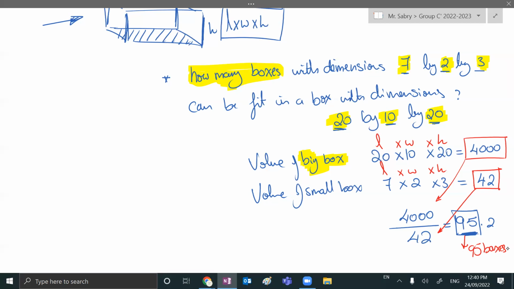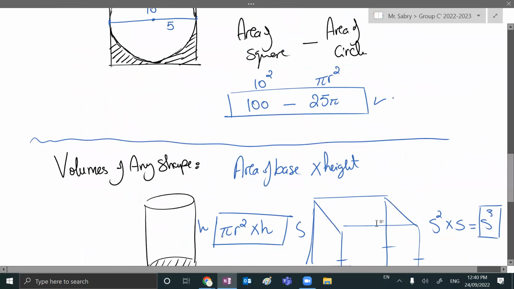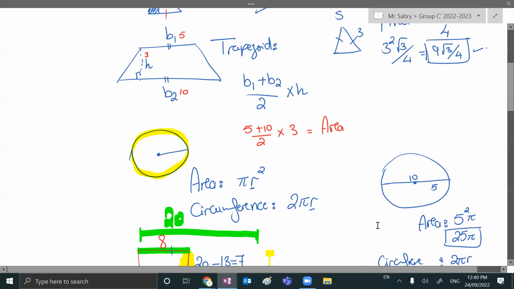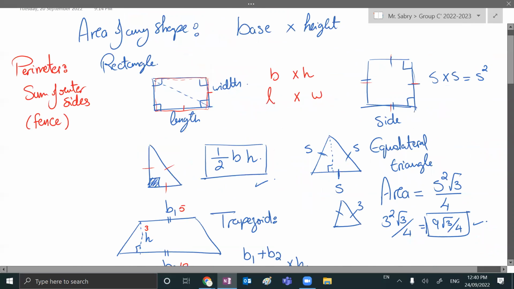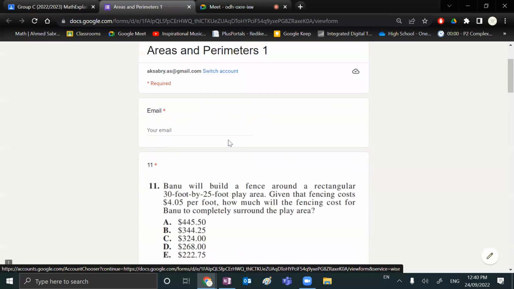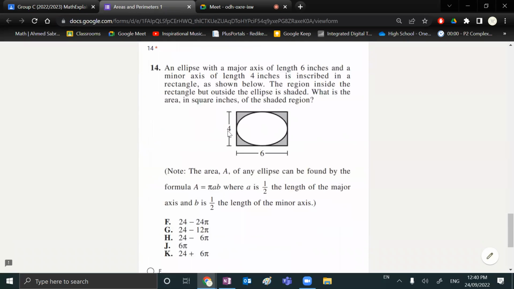Sure? Yes. So this is it. Most welcome. Everyone, we're all good. Any questions here? Any confusions? No. Now, if you head to Google Classroom, there is a form called Areas and Parameters 1. Oh, wait, before we head to that.